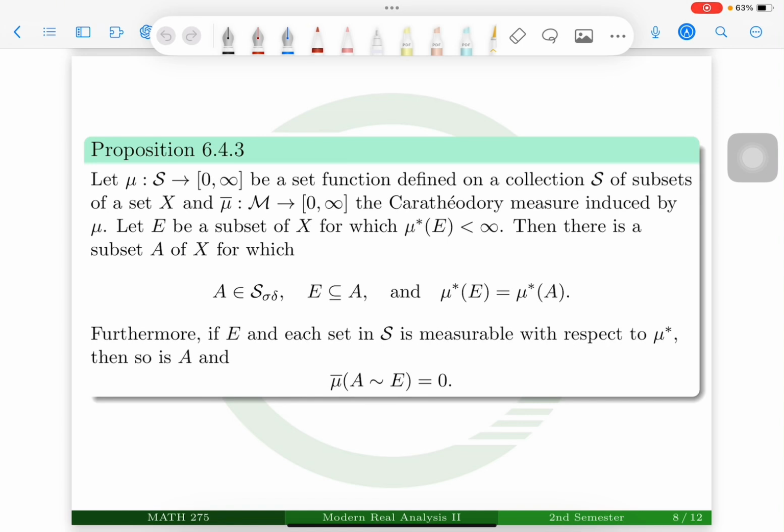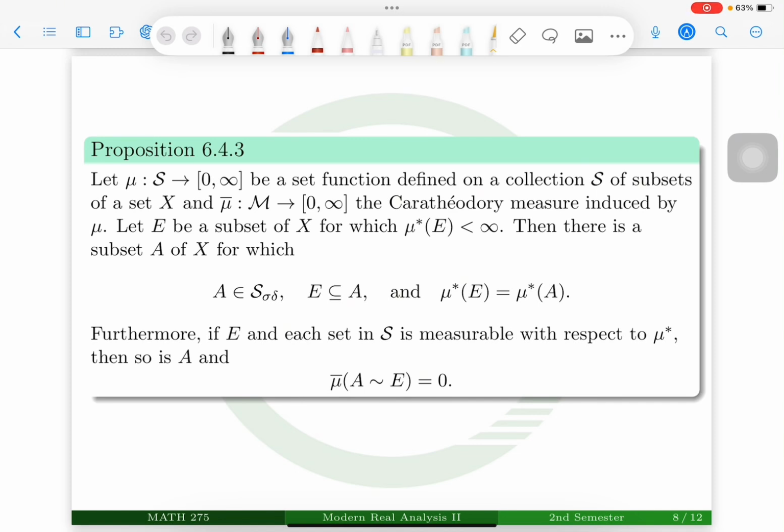Then there is a subset A of X for which A is in S sigma delta, which is the sets that are countable intersections of sets in S sigma. Then E is a subset of A, and the outer measure of E is equal to the outer measure of A. Furthermore, if E and each set in S is measurable with respect to the outer measure mu bar, then so is A. So we have mu bar of A minus E equals 0.